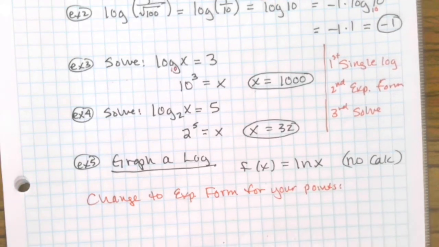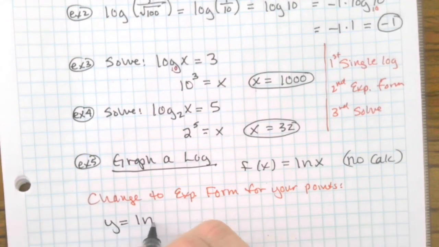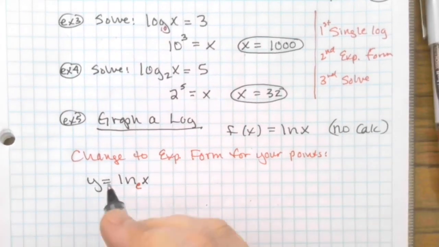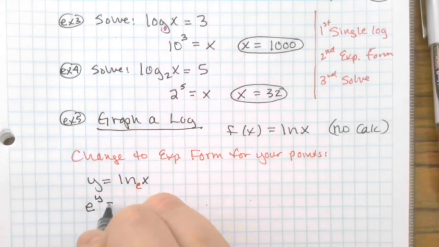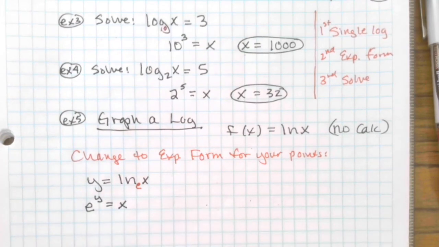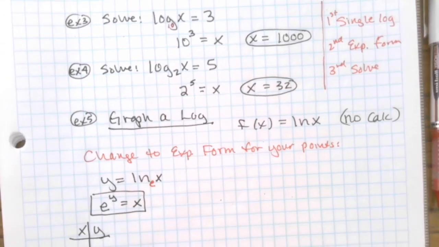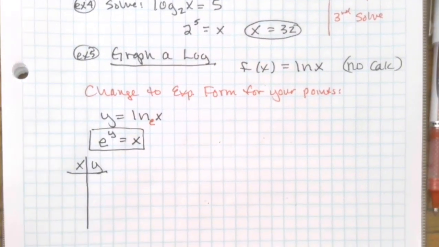Okay, so y equals natural log of x. Of course, natural log is a base e. So switching it to exponent form, e to the power of y equals x. Okay, so now that we've got it into exponent form, we're going to use that form to get our points. So we're going to do, and you're going to do this backwards from how you would normally do it.